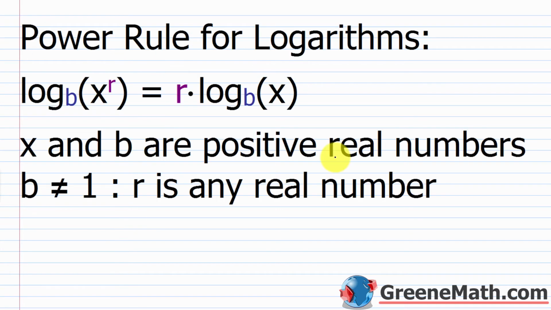All right, so now we have the power rule for logarithms. So you have log base b of x to the power of r. And we say this is equal to r, which was the exponent here, multiplied by log base b of x. So in other words, the exponent just comes down and goes in front. Okay, that's all we're doing there. So again, x and b are positive real numbers, and b, again, is not allowed to be equal to 1. r is any real number that you'd like. So it can be negative, it can be positive, it can be 0, whatever you'd like it to be.